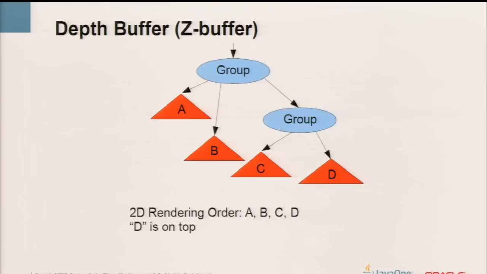Next slide, please. In fact, this is an illustration of that with 4 nodes. I might have a root node, a couple of groups, and then 4 different leaf nodes. So the 4 children, A, B, C, and D, will be rendered in that order with A on the bottom and D on the top.